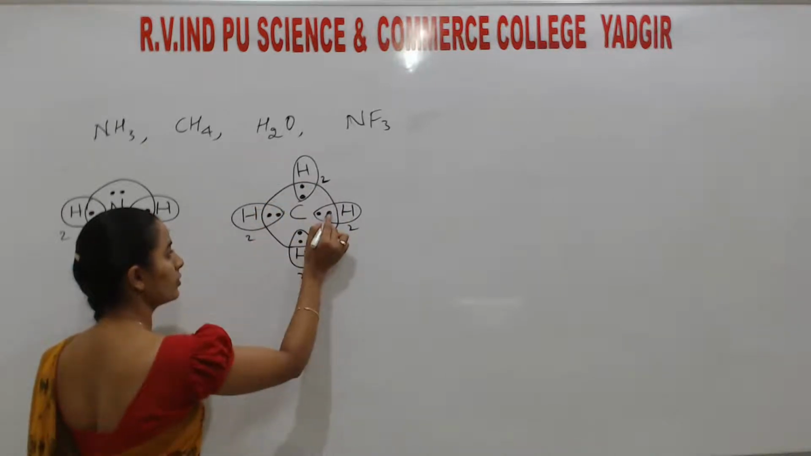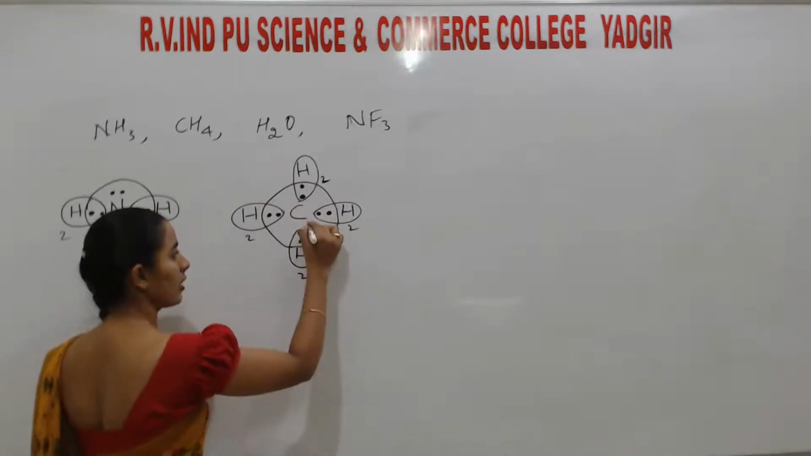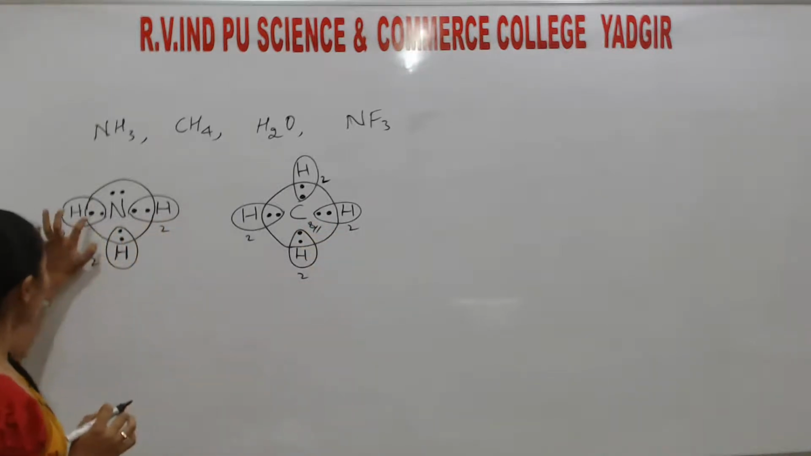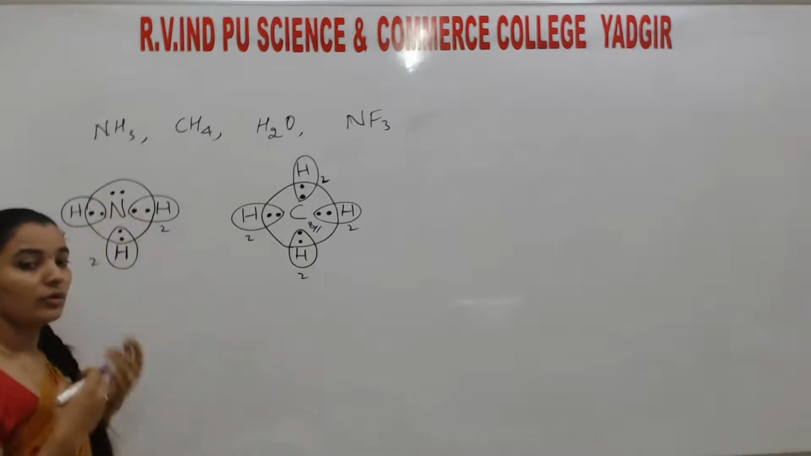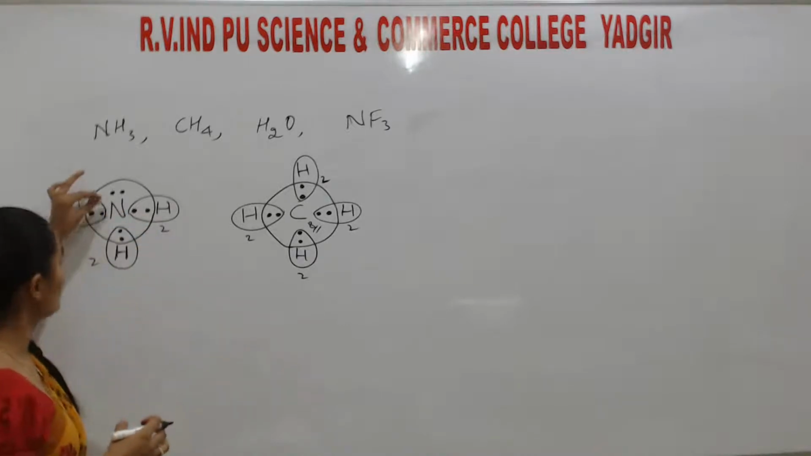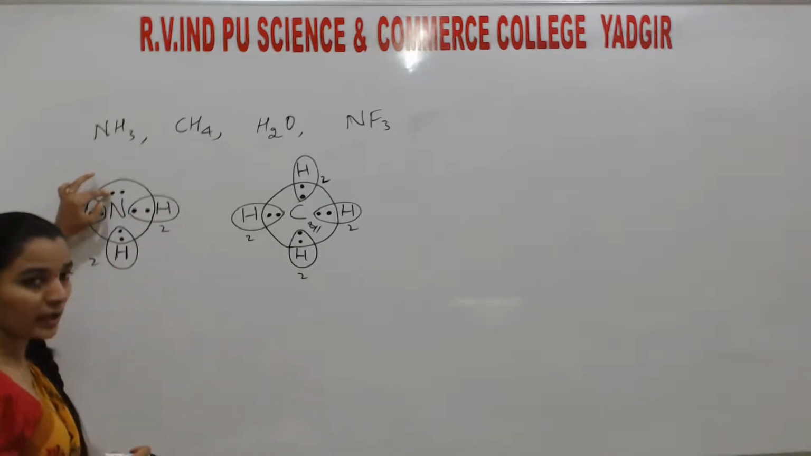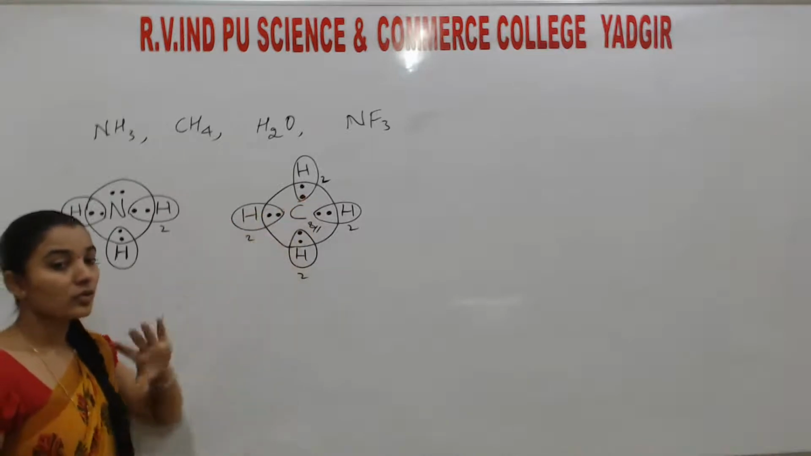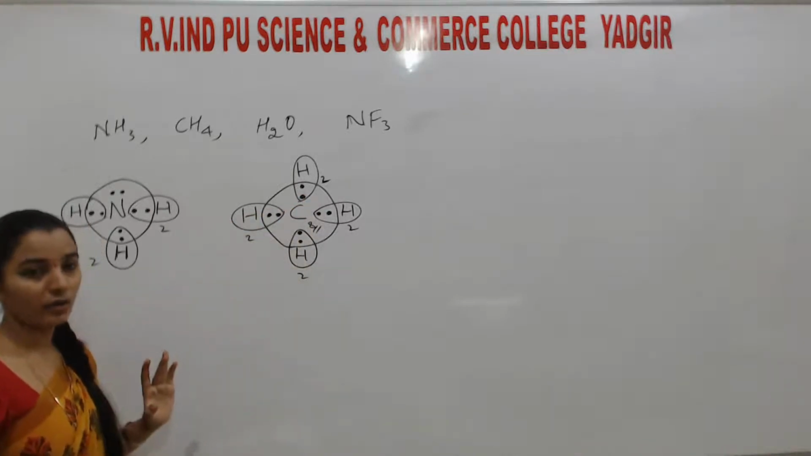Here 2, 4, 6, 8. So the carbon is an 8 electron system. Let's remember here only 2, 4, 6 is there. To maintain the 8 electron system, we add 1 pair of electrons here. Here we added an extra electron. Here there is 2, 4, 6, 8, so no need to add an extra electron.